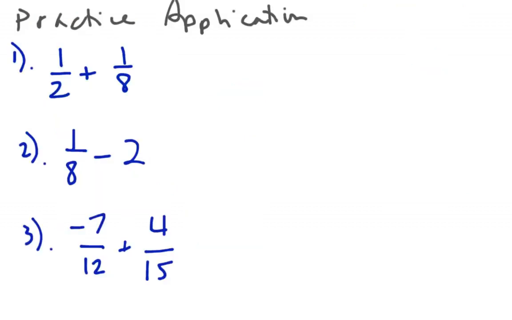All right, practice application. Number 1, 1/2 plus 1/8. Number 2, 1/8 minus 2. And number 3, negative 7/12 plus 4/15. And just in case you can't read my handwriting, I said it out loud. And then don't forget, as always, to do your wrap-up summary.